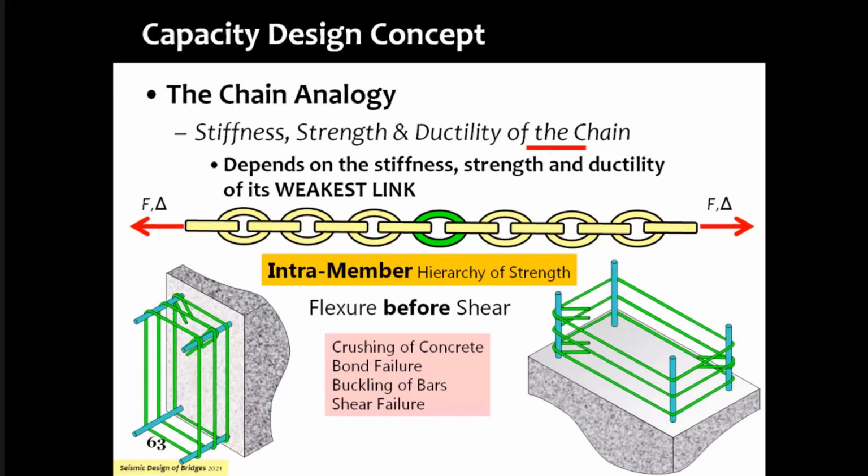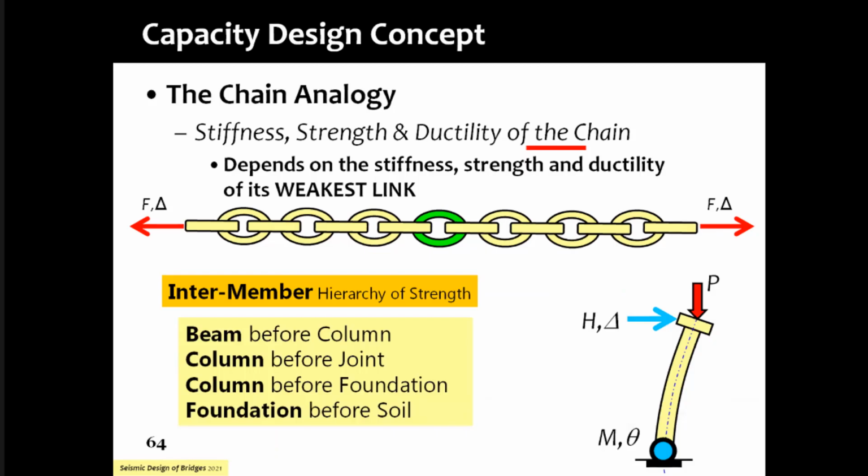So there is a hierarchy within the member, and there's a hierarchy between the members for designing them. In the case of buildings, the beam has to fail before the column. But in the case of bridge, that cannot happen. The column will fail, the vertical member has to fail. There we had an issue of joint. Here we have an issue of bearing. Now, you might say, what's the difference between the bearing and the substructure?